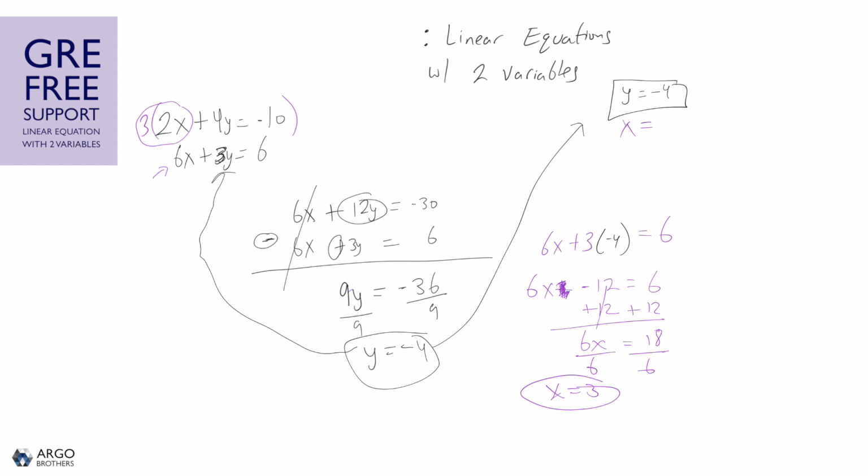Let's see if we are correct or we're just crazy. Let's go ahead and see. I'll pick the first equation to see if we're correct. So it should be 2 times x, which is 3, plus 4 times negative 4, and it should give us negative 10. 2 times 3 is 6, plus 4 times negative 4 is negative 16, and yes, negative 16 plus positive 6 is going to give us negative 10. So we are correct, okay? So this is the answer to this problem.